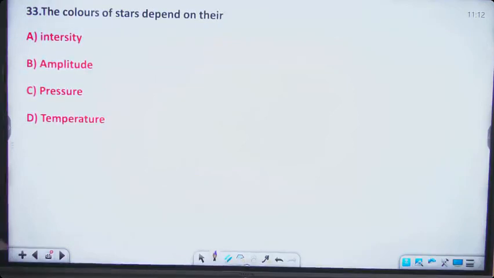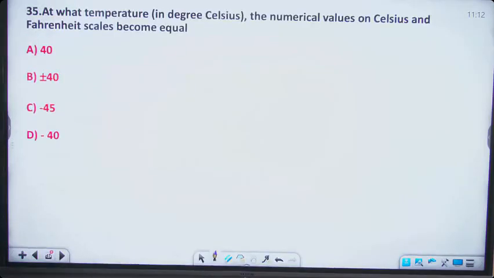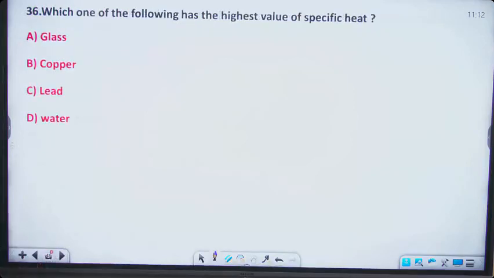Then the color of stars depends upon their temperature. Then heat flows as a result of difference of temperature. Then at what temperature the numerical values on Celsius and Fahrenheit scales become equal? Is it minus 40 or plus 40? Only at minus 40, centigrade and Fahrenheit scales will always read the same value.